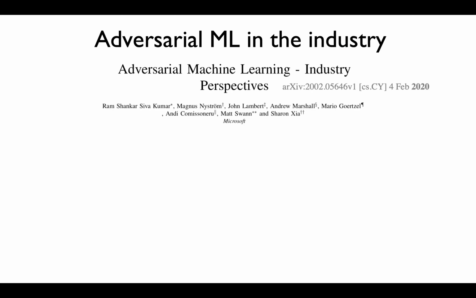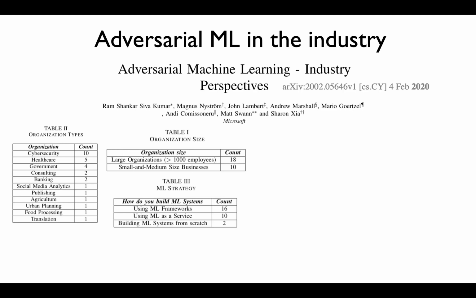So this is a recent work which was published on the 4th of February. This is an industry-based article in which the authors polled many people in the industry. So we see that they sent questionnaires and they asked different people in organizations such as cybersecurity, healthcare, government, consulting. These are all different industries. And they tried many different organizations. Some of them were very large, more than 1,000 employees, and some of them were small and medium size.